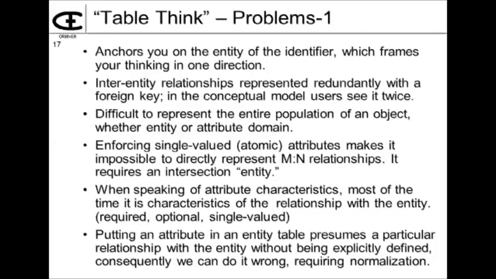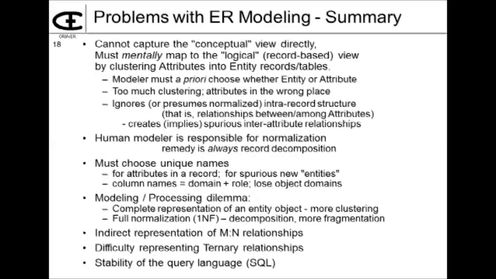So here's some problems. We've dealt with all of these now. You can read that for yourself. Here's a broader view of what these problems are. We can't capture the conceptual view directly. The human modeler is responsible for normalization. We have to pick names. Well, of course, you have to pick names otherwise too, but the names of a column have to reflect the role that that thing plays with respect to the entity.